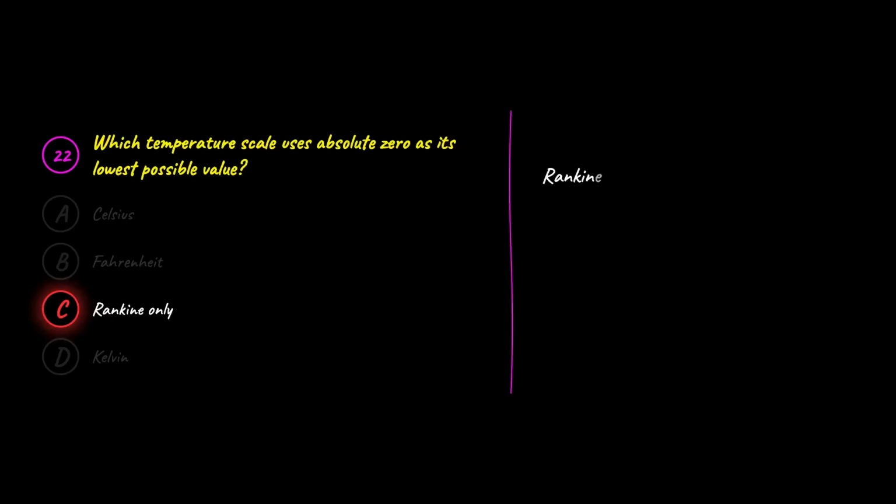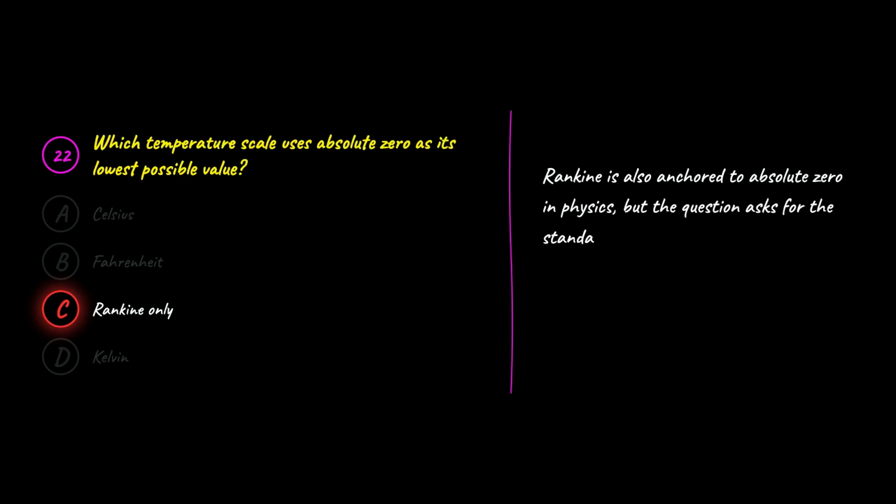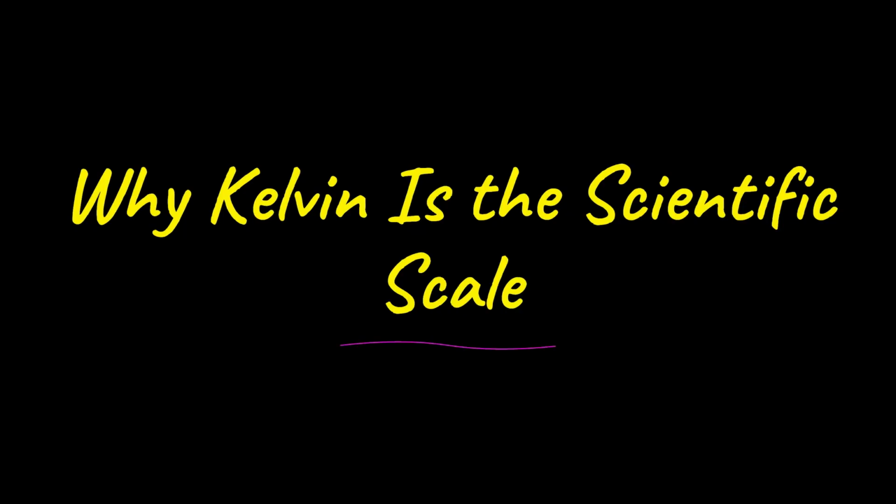C is wrong because Rankine is also anchored to absolute zero in physics, but the question asks for the standard scientific scale. Kelvin is the universally accepted answer used throughout chemistry and physics by scientists everywhere today. Temperature scales differ not just in convenience but in what their 0 point represents. That choice of 0 is what separates everyday scales from the one physics actually requires.